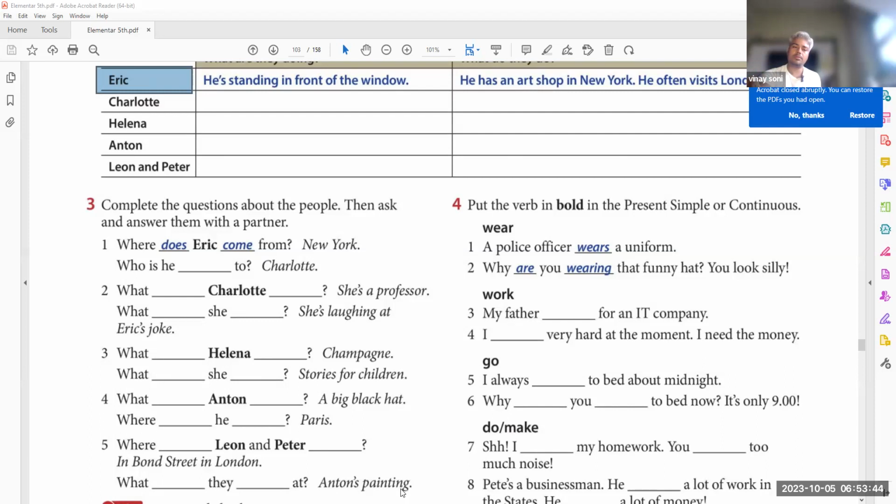He has an art shop there. He often visits London to buy pictures. He's very rich and very funny.